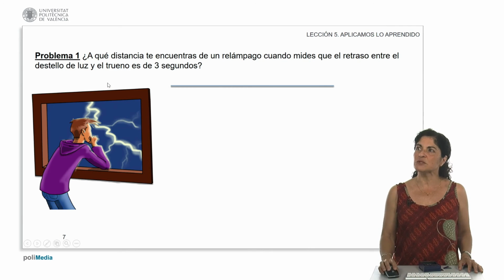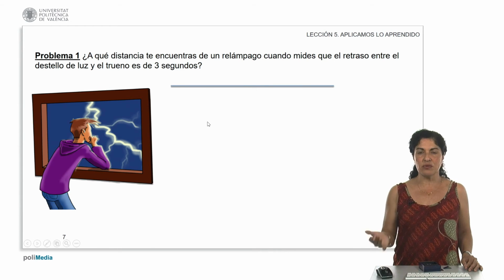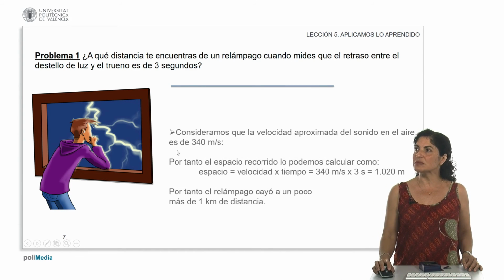In the first exercise, we are told: how far are you from a lightning flash when you measure that the delay between the lightning flash and the thunder is 3 seconds? We have the experience here, which can be represented by Jota, who is observing that lightning, and we have to take into account that, of course, the speed of propagation of light that we perceive from the lightning is much greater than that of sound.